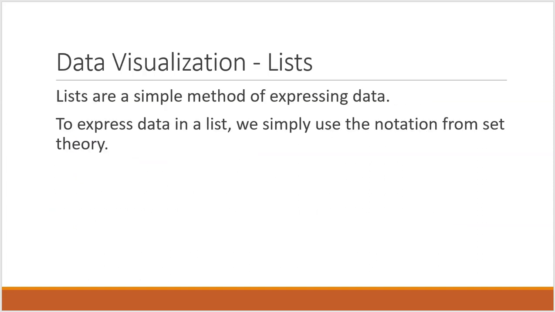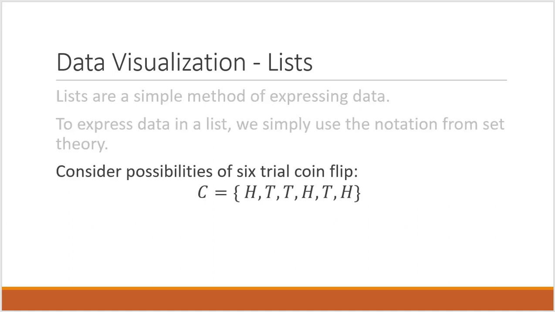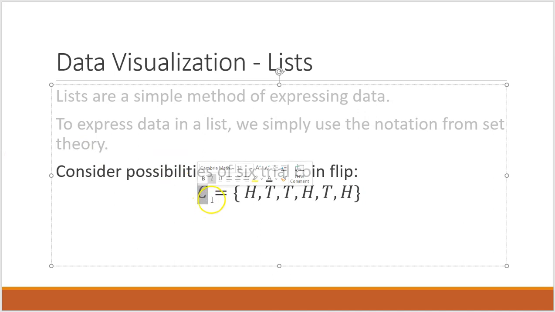A list is simply notation that we've already used in set theory, what we were learning in Learning Intention 2. Now, consider flipping a coin. If we were going to list all the outcomes of flipping a coin 6 times, we could say that this set C represents the results of flipping a coin 6 times, and those 6 flips landed on heads, tails, tails, heads, tails, and heads.